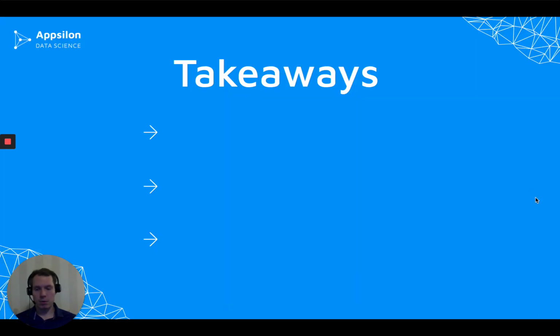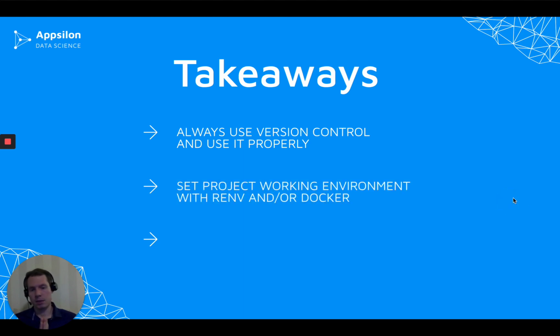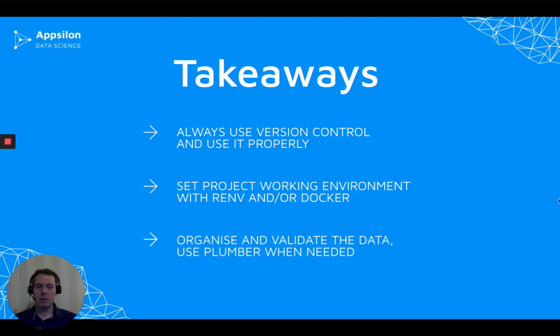So 3 takeaways for each area. Always use version control, follow the rules, use branches, do the code review. This is super important. And set up a development environment for the project with renv, with Docker, or with both. This is a must for every project to make sure that everything works correctly. And organize and validate your data, and use Plumber if needed. Be careful to not overload your application with too big data sets.